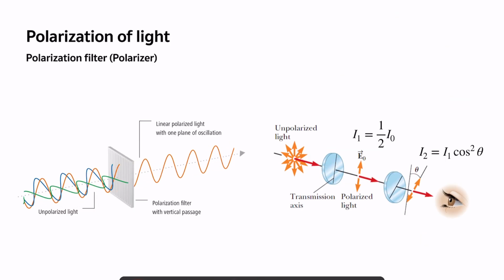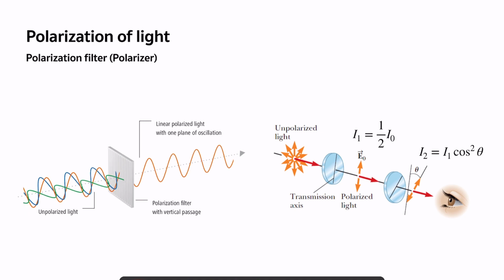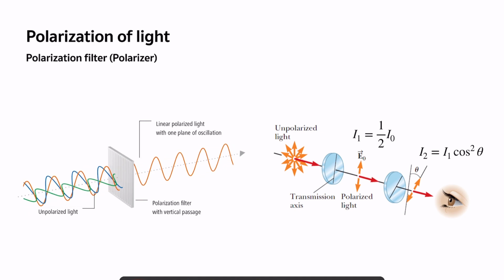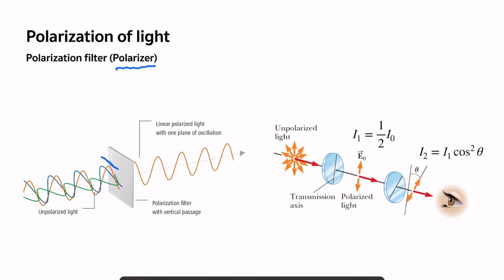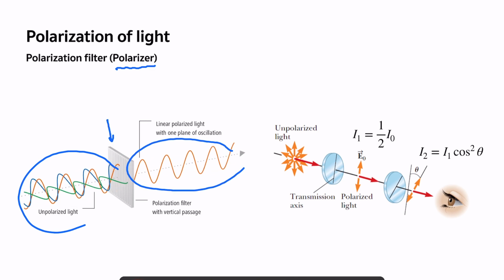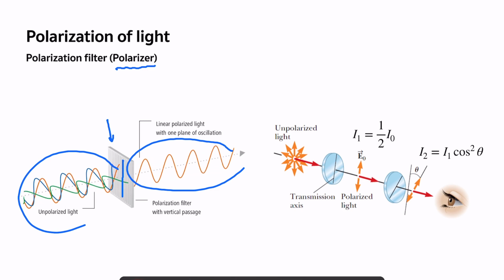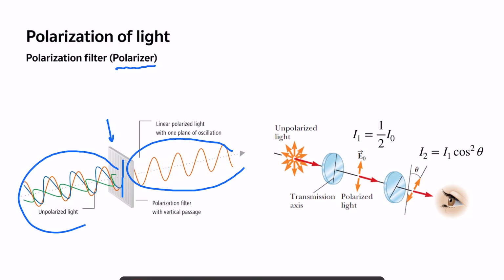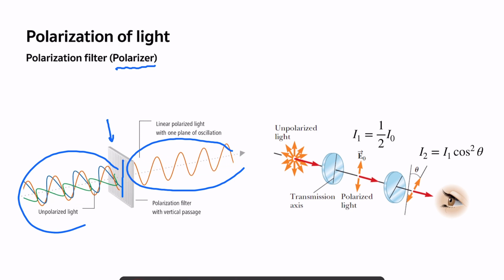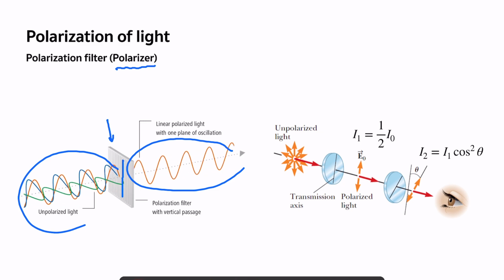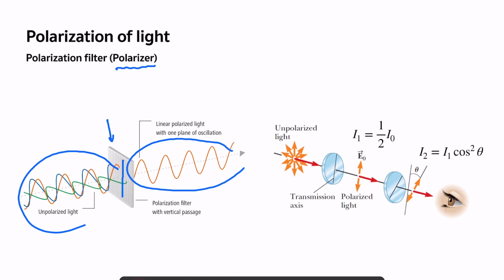To produce polarized light, one can let the light pass through a polarization filter, also called a polarizer. So all the electric fields will be filtered by the polarizer, except the ones that oscillate in the same plane as the transmission axis of the polarizer. According to Malus' law, the intensity of the filtered light is reduced to half of its original intensity, and it won't change no matter how we rotate the transmission axis.